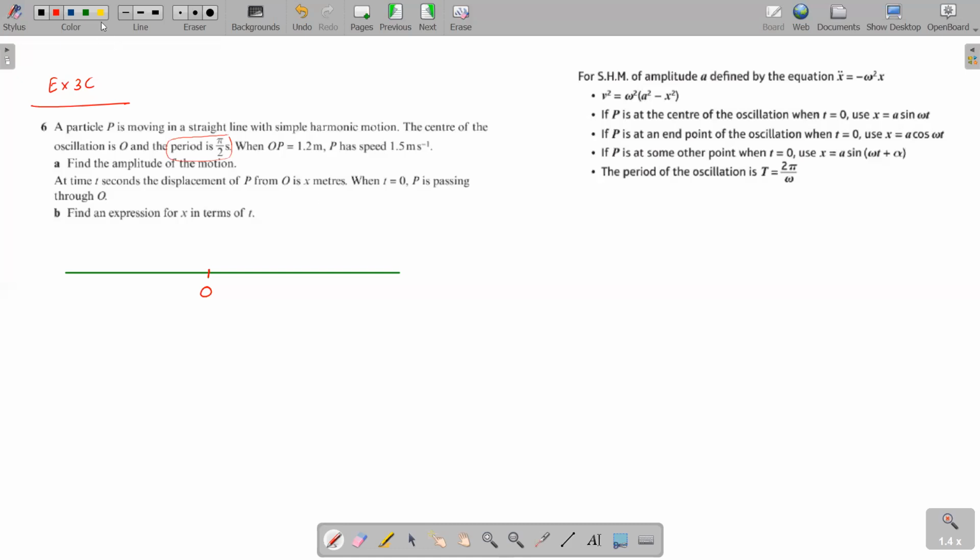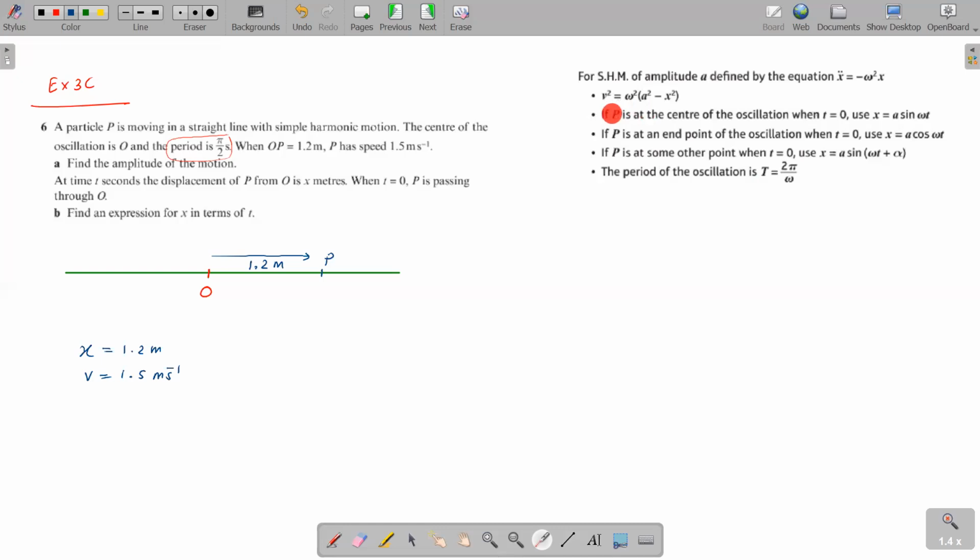When OP is 1.2 meters, so there's a point called P. Basically, when x is 1.2 meters, the speed, the v value, is 1.5 meters per second. They're asking you to find the amplitude of the motion. So which of the equations are you going to use? Since the speed is given, you can see v is given, you can go for v squared equals omega squared times (A squared minus x squared).